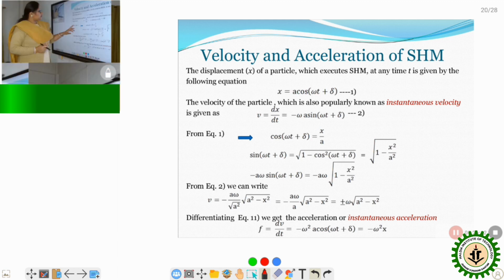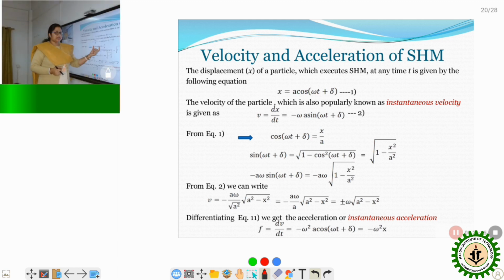Now from equation 1, we can get cos(omega t plus delta), that is exactly x by a. If we know cos(omega t plus delta), then we can easily get sin(omega t plus delta), because we know cos square x plus sin square x equals 1. So this is root over 1 minus cos square(omega t plus delta). Now this value we already know, that is x by a. This is a square, so x square by a square. If you go through more steps, we can get the value of v. v will be plus minus omega root over a square minus x square. This is a very important expression. So this expression is velocity.